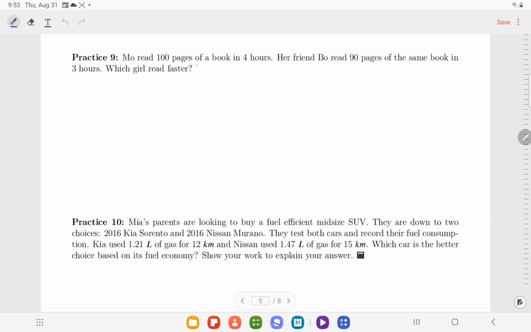Mo read 100 pages of a book in 4 hours, and Bo read 90 pages of the same book in 3 hours. Which girl read faster? Once again, if we're comparing, we have to find the unit rate. Mo read 100 pages in 4 hours. So we can find how many pages in 1 hour. 100 divided by 4 is 25. 25 pages in 1 hour.